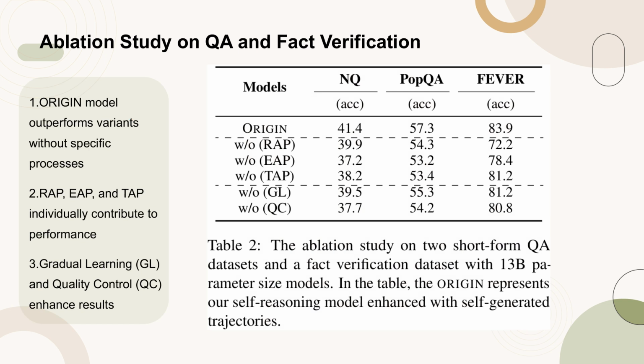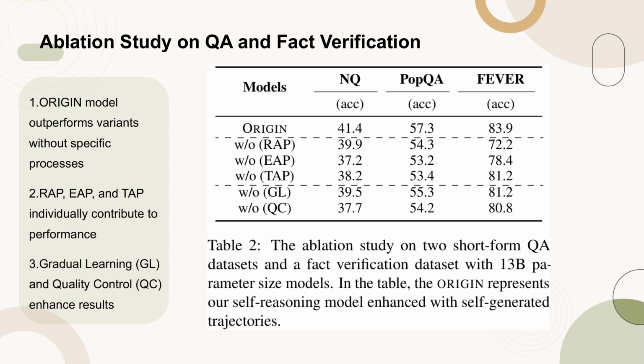Table 2 presents the results of an ablation study conducted on 2 short-form question answering, QA, datasets and a fact verification dataset, all using models with 13B parameters. The original model, which includes self-generated reasoning trajectories, demonstrates superior performance compared to models without the relevance-aware process, RAP, evidence-aware process, EAP, or trajectory analysis process, TAP. The study highlights the individual contributions of each process to the overall accuracy.